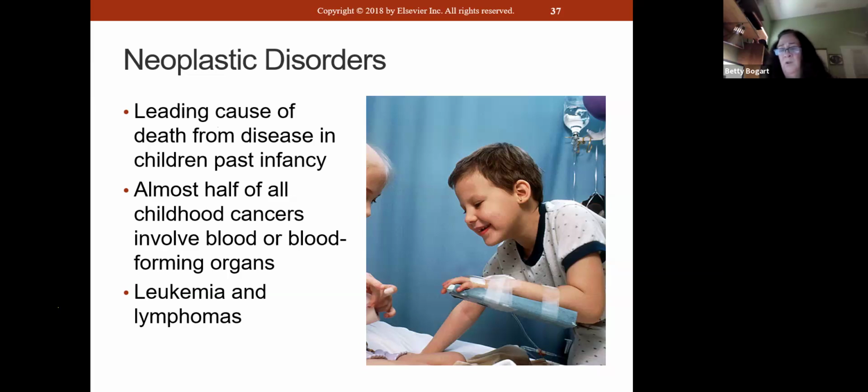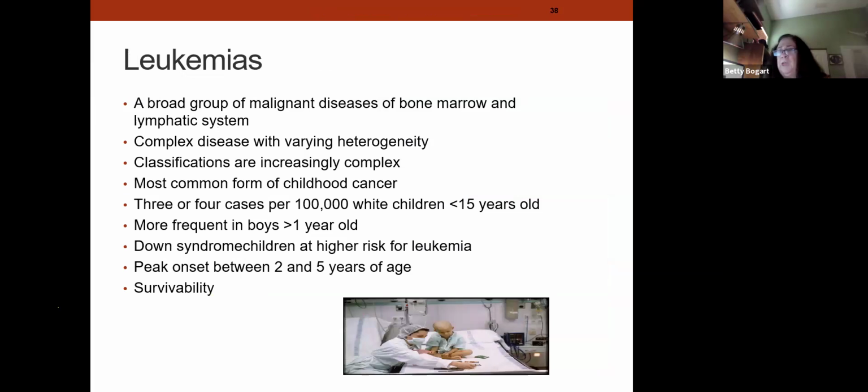And I'm telling you, I've got beautiful memories. I still have parents reaching out to me, and their children did die. It's just that what did you do for them? So you are a major component in that kid's care. So neoplasm disorders, leukemia, and lymphomas. Leukemia is what? It's all about the white blood cells, right?